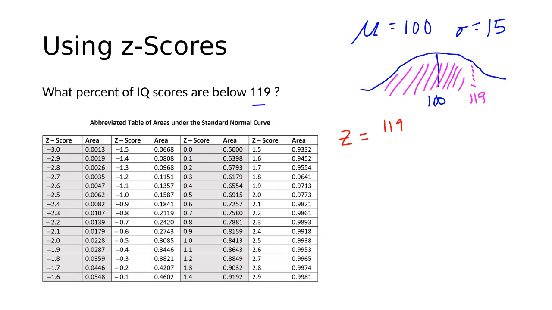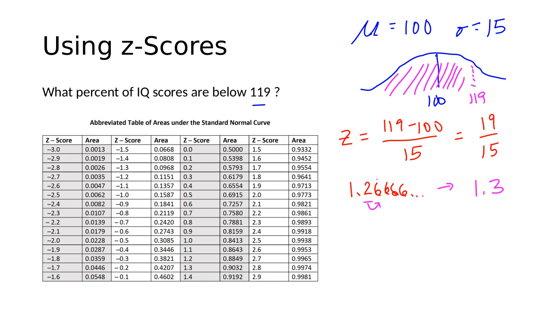So I've got 119 minus 100 divided by 15. That'll be 19 divided by 15. When I do 19 divided by 15, I get 1.26666 repeating. We are going to round our z-scores to the nearest tenth. So I'll find the tenths place and look one space to the right. Since that number is 5 or bigger, I'm going to round up, and my z-score is 1.3.